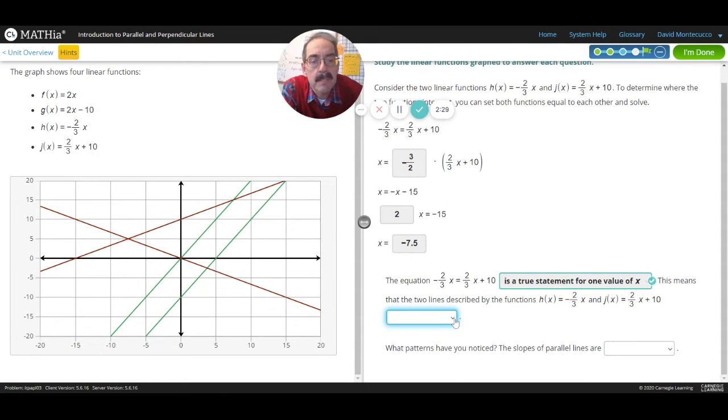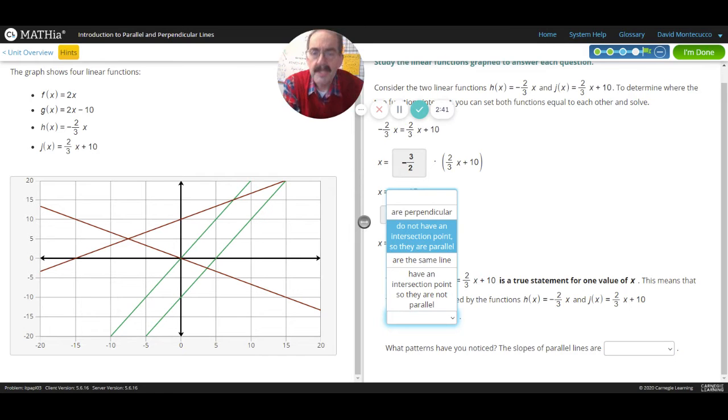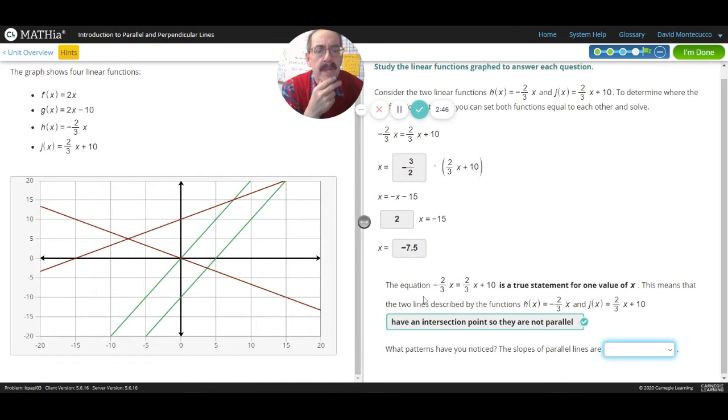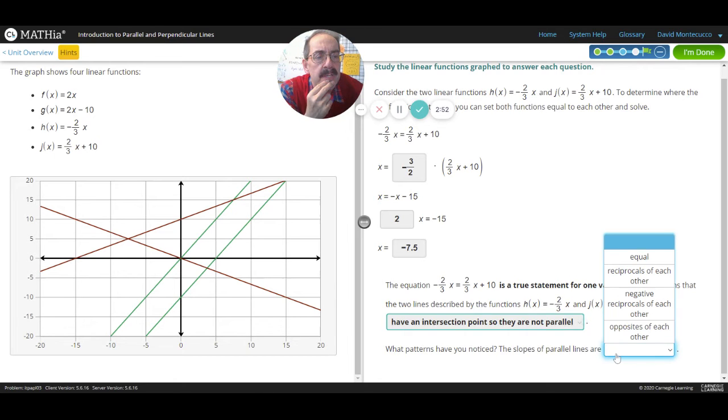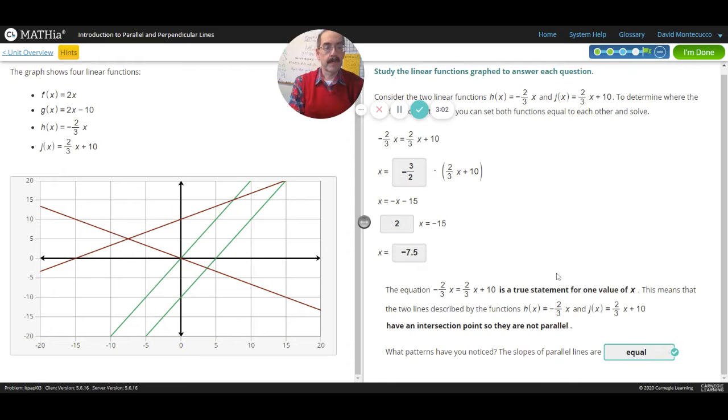The two lines are not perpendicular, because the two slopes are not opposite reciprocals. They do intersect at one spot, negative 7.5. They're not the same line. They have one intersection point. What patterns have you noticed? The slopes of parallel lines are equal. To be parallel, they have to have the same slope. Equal. Okay. Cool.